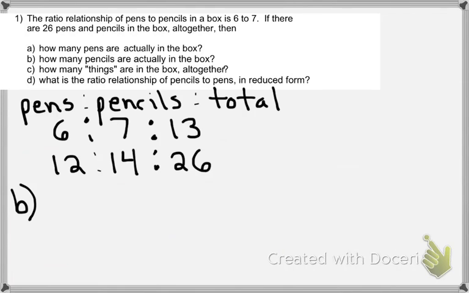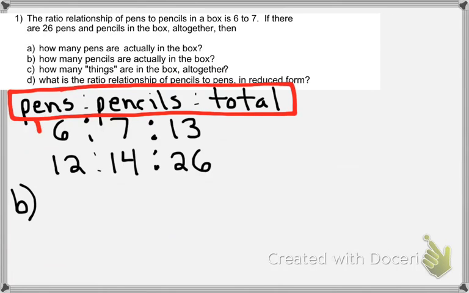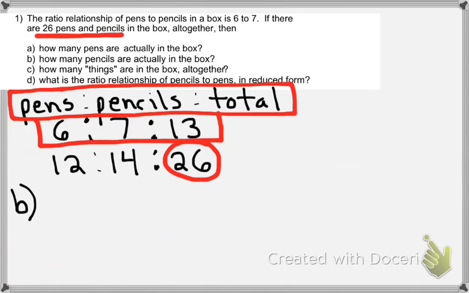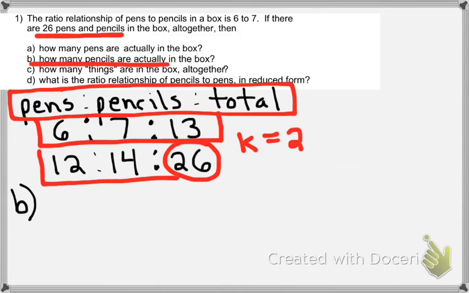So question B says, how many pencils are actually in the box? So once again, this is our relationship in words, pens to pencils to total. The relationship ratio is 6 to 7 to 13. Then they told us there are 26 things in the box altogether. So that meant we can figure out by calculating using a K equals 2 that there are actually 12 pens and 14 pencils in the box. So question B is asking us how many pencils are actually in the box. Therefore, 14 pencils in box.